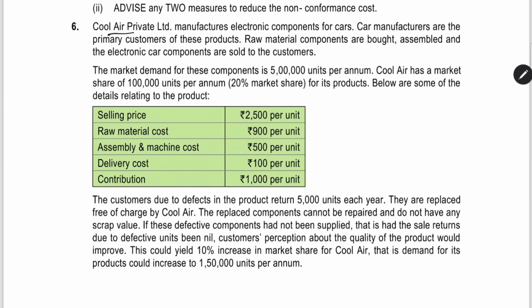In this we have a company which is manufacturing components for cars. They are preparing spare parts. Car manufacturers are the primary customers. The raw materials are bought, assembled, and electronic car components are sold. They are doing the typical business, buying the raw material, assembling it, and selling it as finished goods. The market demand for these components is 5 lakh units. In the entire market, this much will be the demand. Out of this 5 lakh, our company is selling 1 lakh units per annum. We have 20% market share.